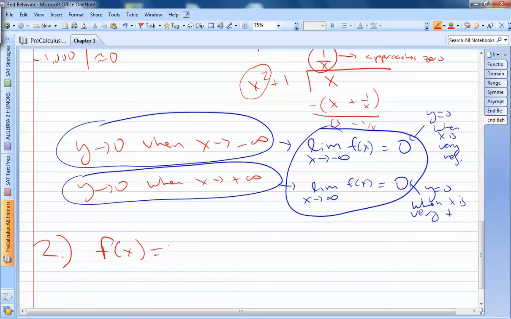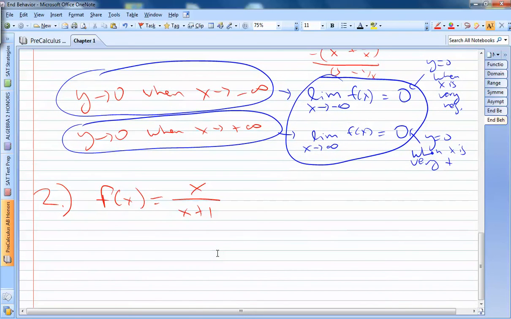f of x equals x over x plus 1. Okay, if x gets really, really big, that's why it's important to do a table. If x gets really, really big, let's say you get 1,000, it's actually going to be pretty close to 1. If you do negative 1,000, it's also going to be very close to 1.